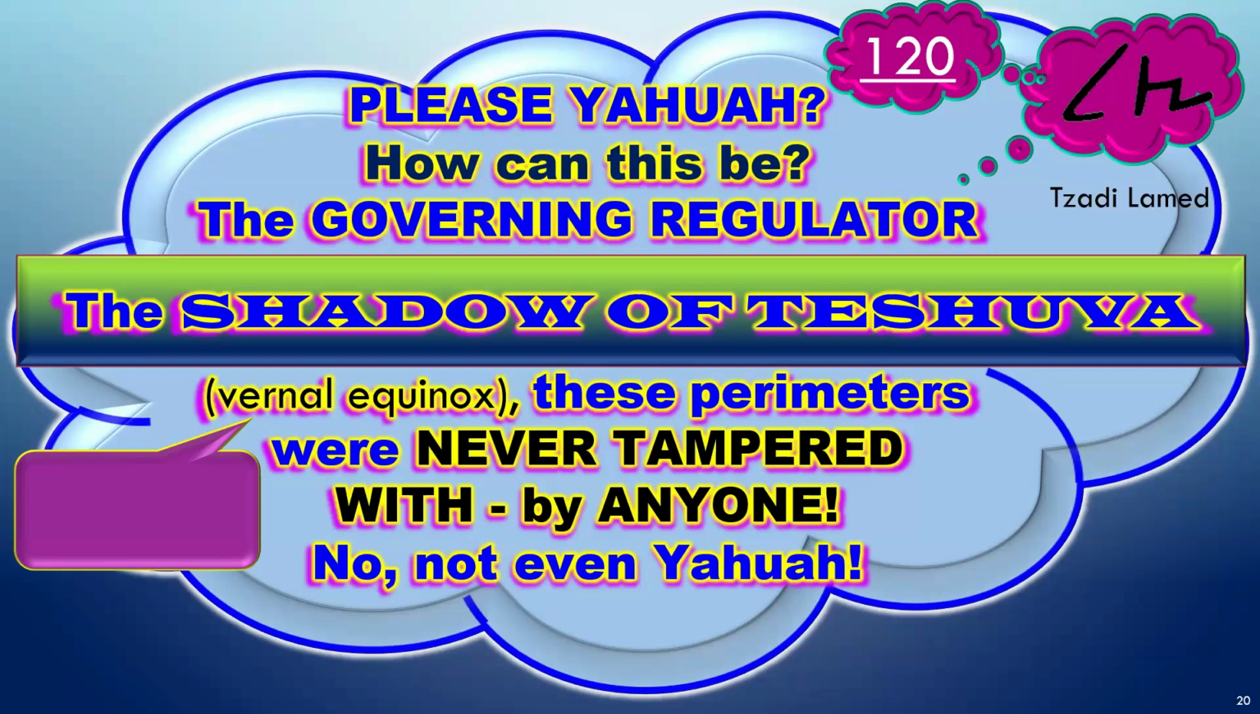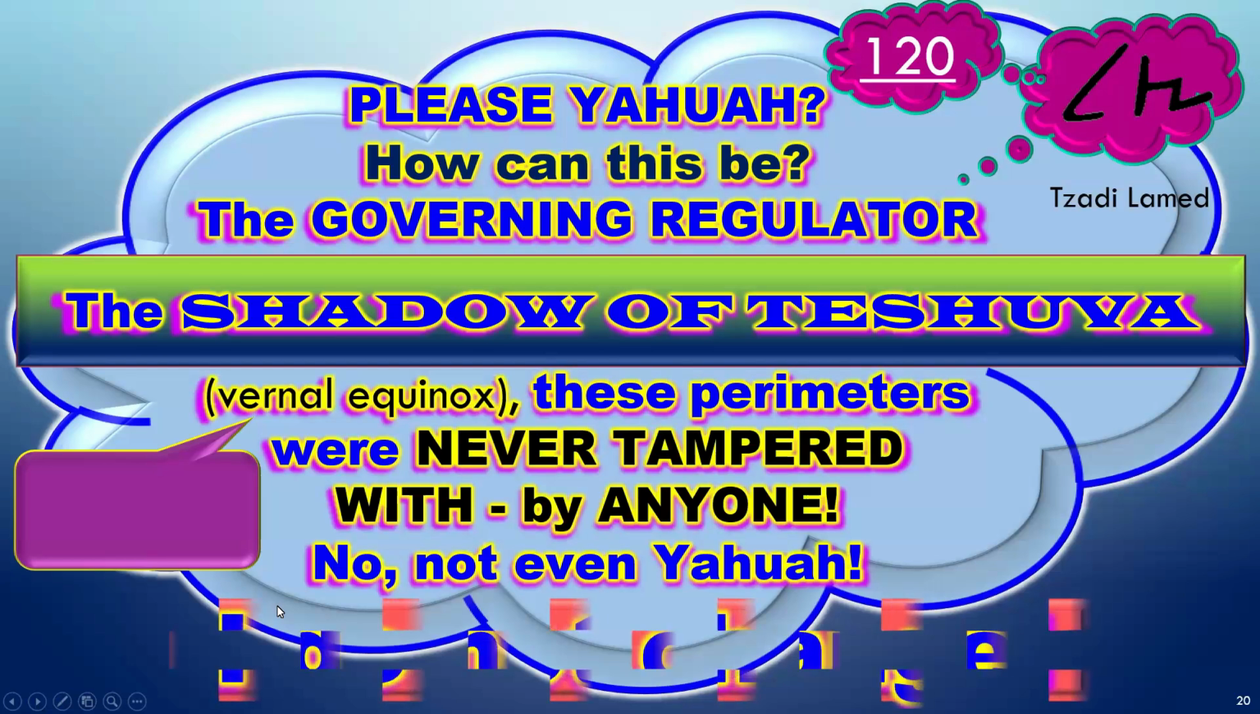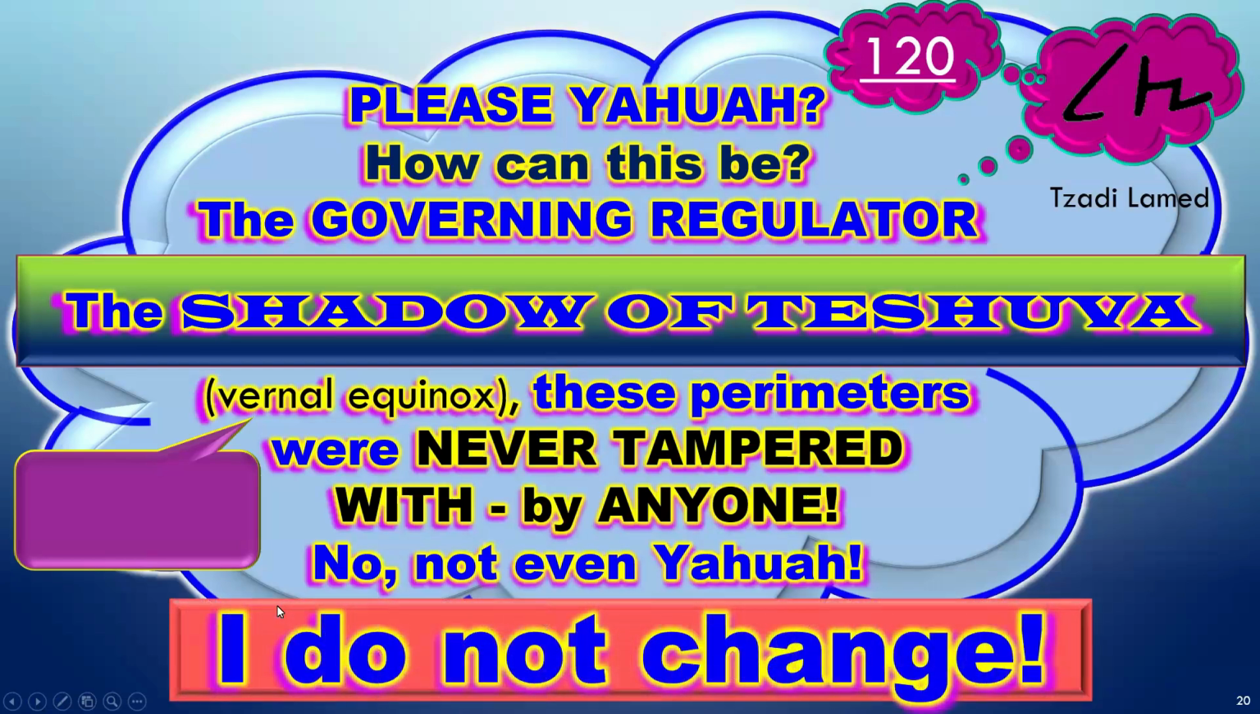This shadow occurrence on the equinox on the day of Teshuva is a standard that does not move and does not shift. Yahuwah said, I do not change. This is one of the things he was referencing, that shadow. And I just want to be sure that this shadow on vernal equinox is located north of the equator. This is the location north of the equator of the shadow which we are to follow.